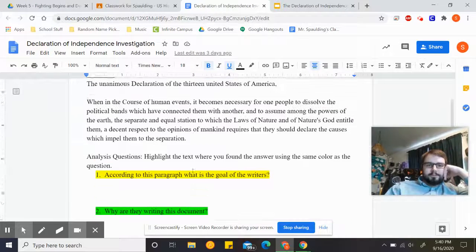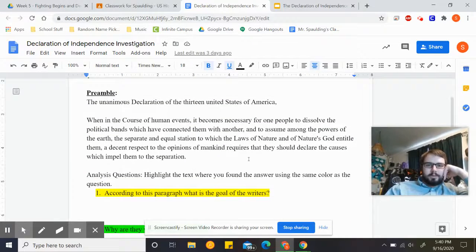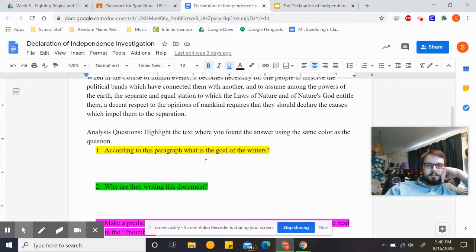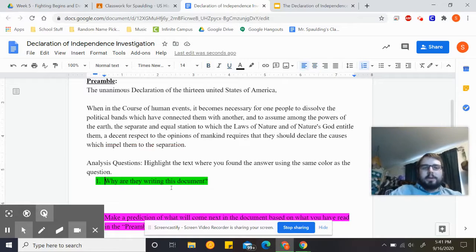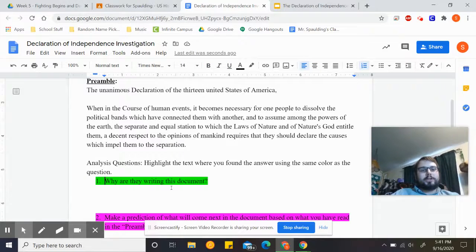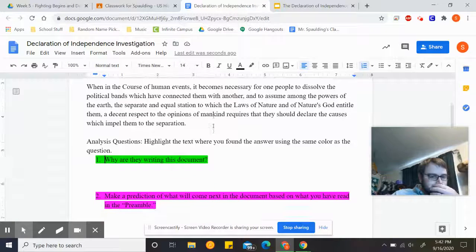Let's read through it. So your first question: why are they writing this document? What is the point or purpose of this? Go ahead, look over it and try to find why they are writing this.